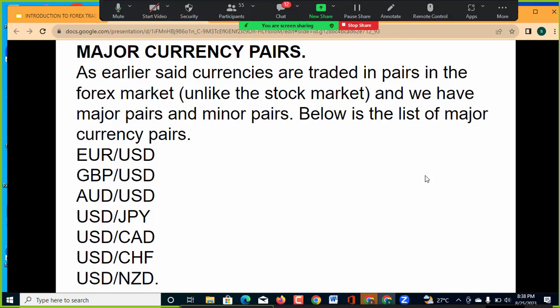The major currency pairs are all the major currencies paired with the US dollar. If you see what is on the screen right now, all of the pairs here are with US dollars: EUR/USD, GBP/USD, AUD/USD, USD/JPY, USD/CAD, USD/CHF, USD/NZD. These are all paired with the US dollar, so they are called major currency pairs.